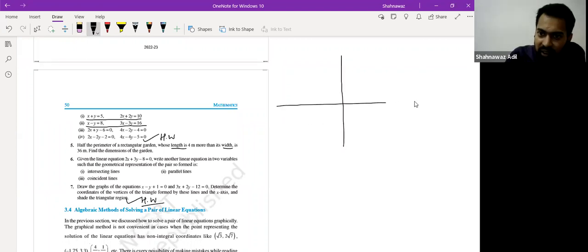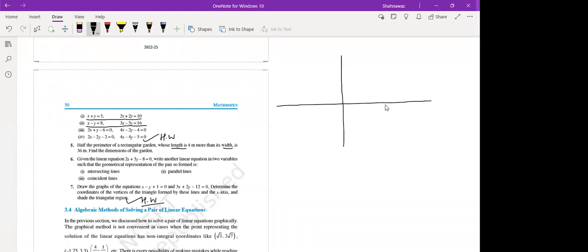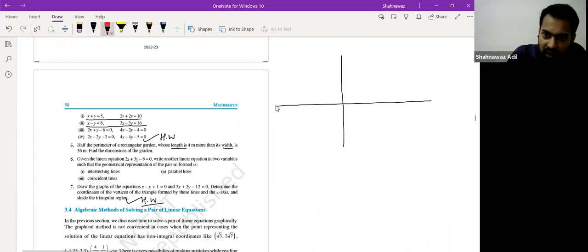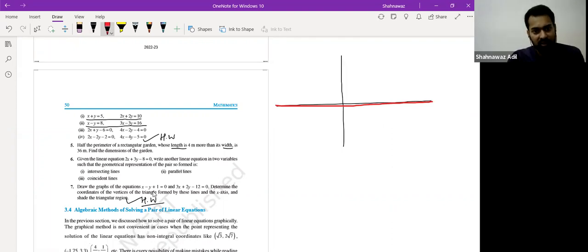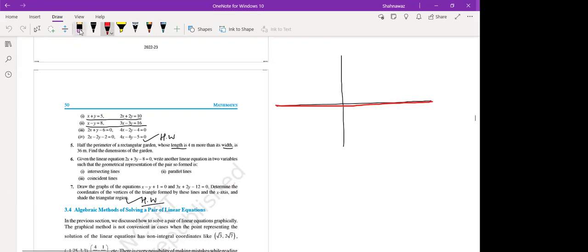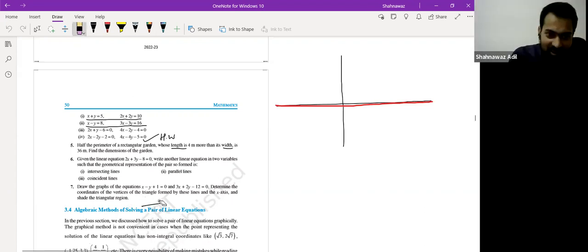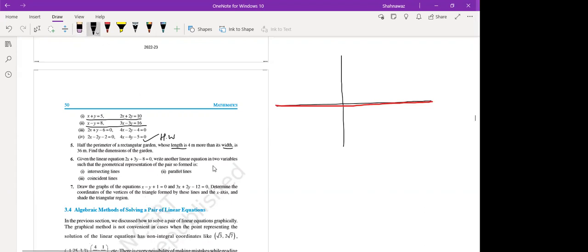So this is the x-axis. This one is the x-axis. And let me do this question. So one question removed from the homework. Thank God.